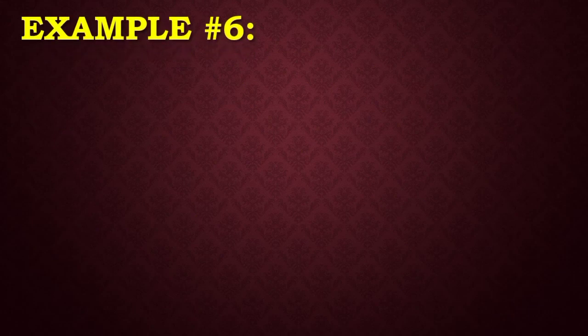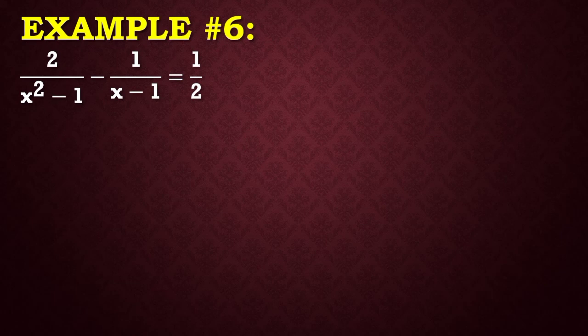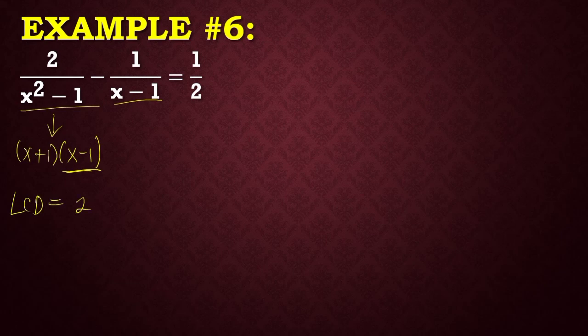Next, example number 6. 2 over x squared minus 1 minus 1 over x minus 1 is equal to 1 half. So itong x squared minus 1 na to, kailangan natin siyang i-factor as x plus 1 tsaka x minus 1. As you can see, pareho yung x minus 1. Okay. So, anong magiging LCD niya? So, lista na natin dito. LCD is 2. So, ito 2. Wala naman kasi siyang kamukhang constant term. And then, x plus 1, x minus 1.